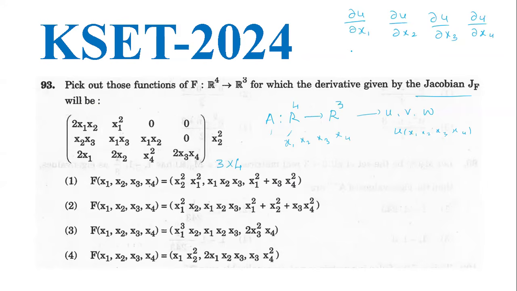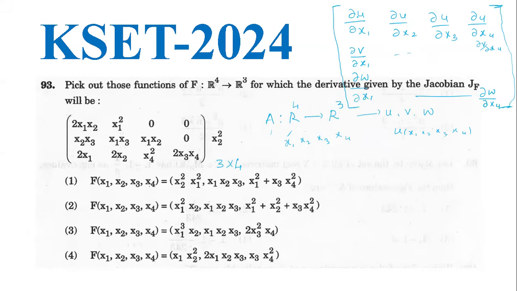Next, we write del v by del x1 and so on, up to del v by del x4. Next, del w by del x1 and so on, up to del w by del x4. This is the Jacobian of the given matrix. Now they are asking for the function.